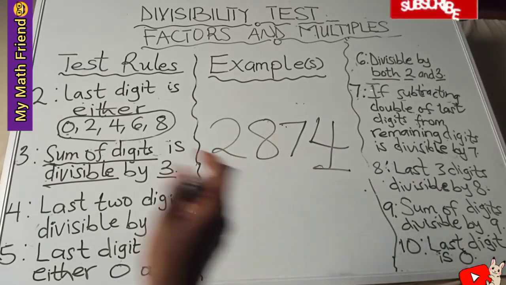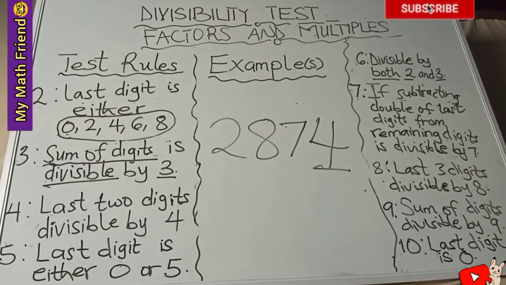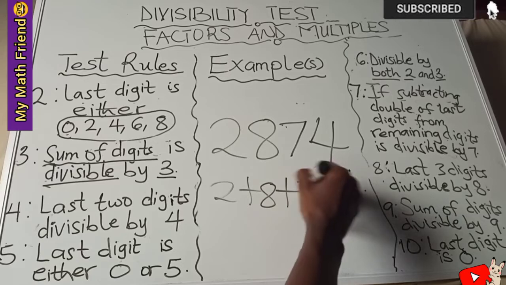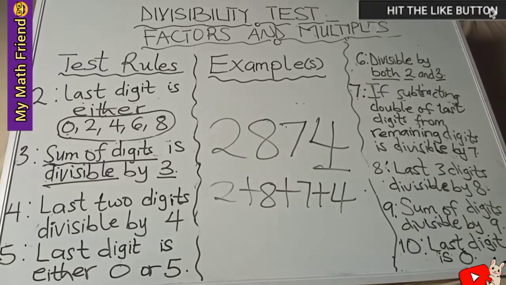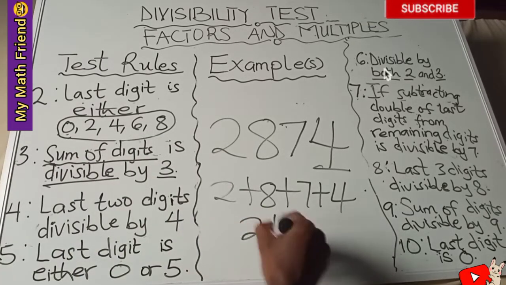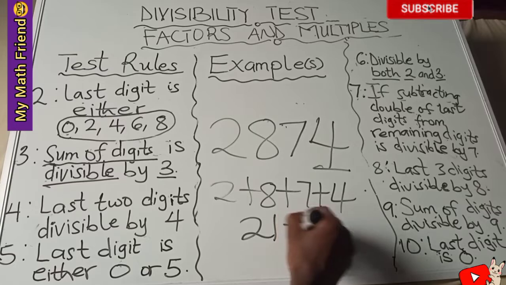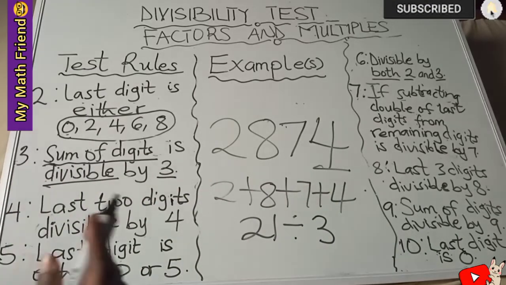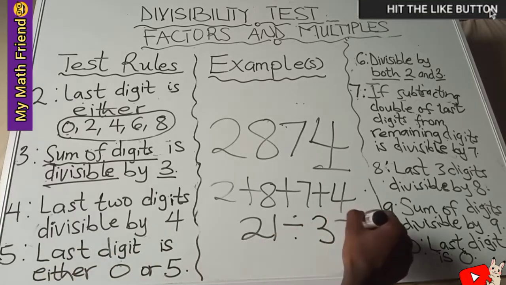Now what about the 3? What's the rule for 3? It's the sum of the digits. So let's sum the digits: 2 plus 8 plus 7 plus 4. 2 plus 8 is what? 10 plus 7 is 17, plus 4 is what? 21. Good. So is 21 divisible by 3? How many groups of 3 go in 21? 7, leaving no remainder. Good.